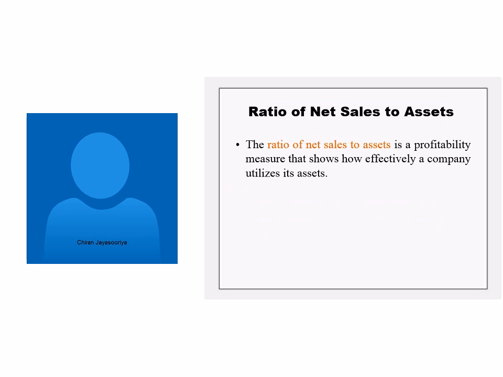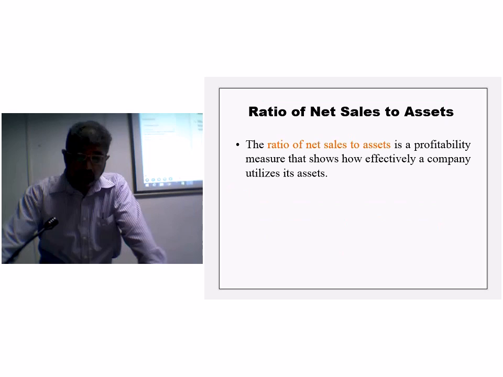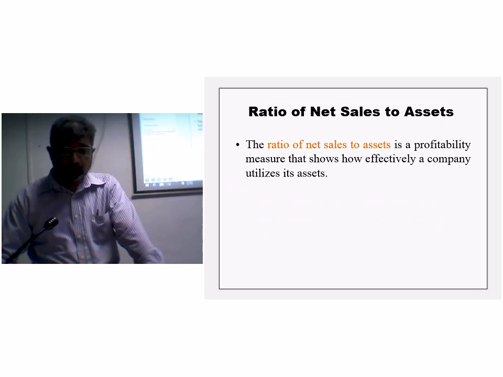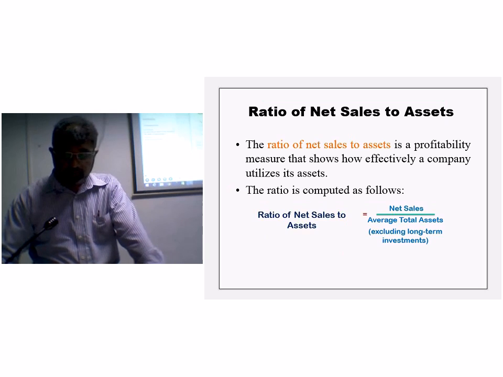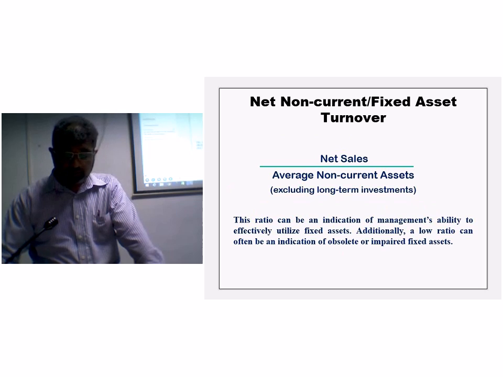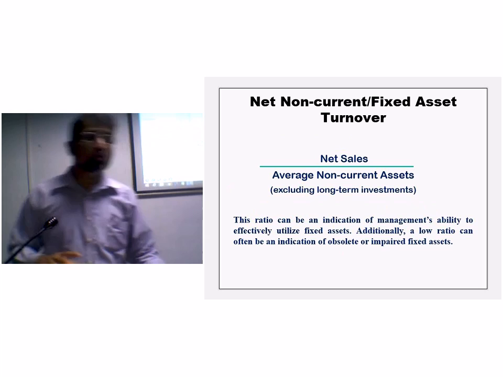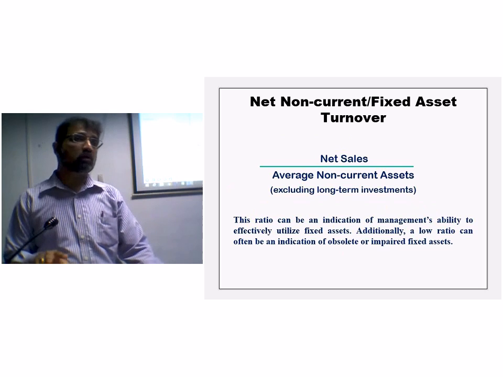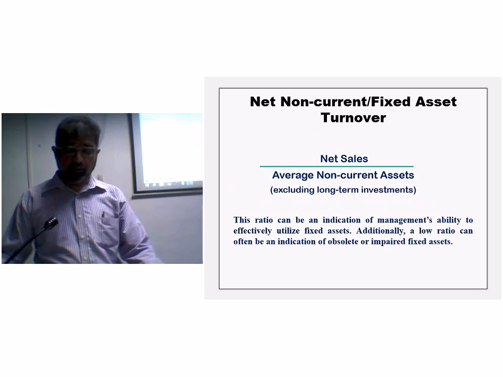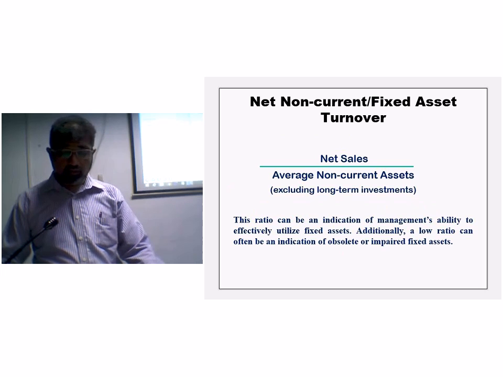Next one, ratio of net sales to assets. Here, same as the previous, right? Net sales over total assets. Net sales over the fixed assets. You can take a number of ratios. No need to limit to these selected ratios, right? It depends on the management requirement. You can calculate it and you can interpret the results.